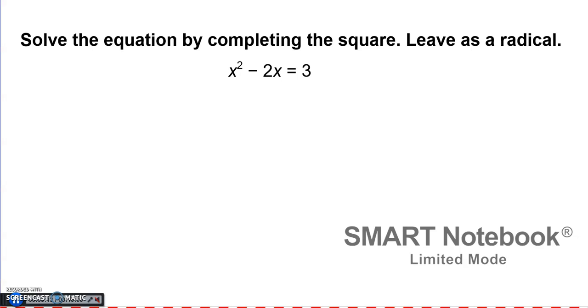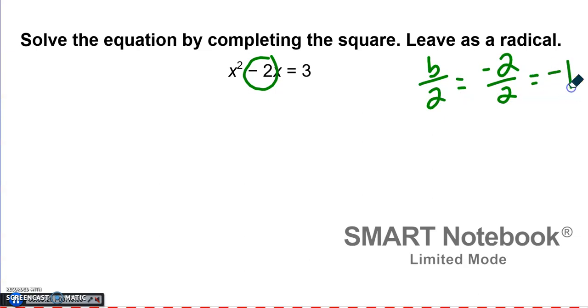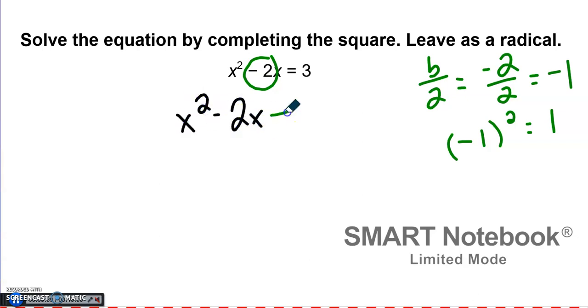So what we're going to have to do is take half of our b value. Our b value is negative 2. So we're going to, remember, it's b over 2. That translates into negative 2 over 2, which is negative 1. We're going to take that and we're going to square it. So we get positive 1. We're going to add 1 to both sides. Get x squared minus 2x plus 1 is now equal to 3 plus 1.